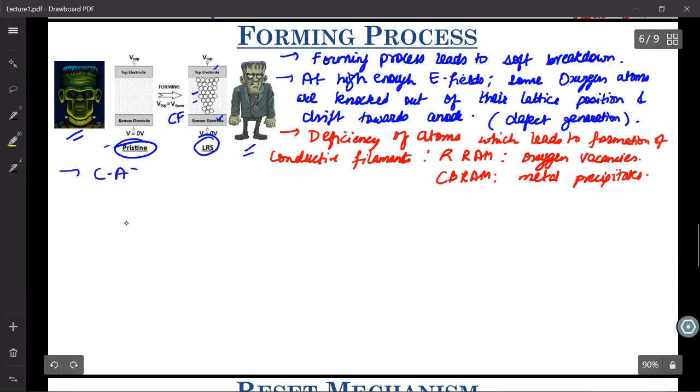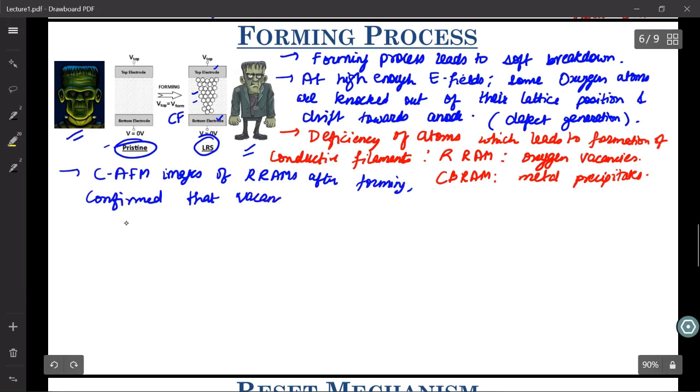So, the CAFM images of RRAMs after the forming process have confirmed that the vacancies connect two electrodes, like your top electrode to the bottom. So here also, first it was experimentally observed, and then to explain that, this theory was given. This theory of oxygen atoms migrating towards the anode was given.